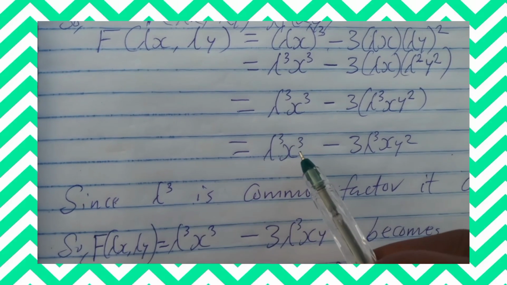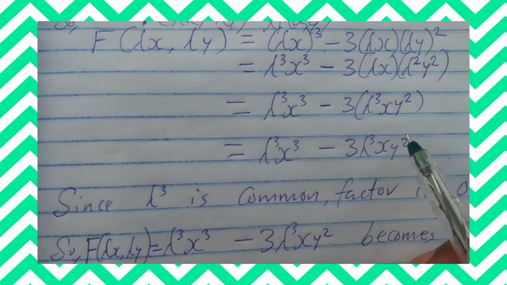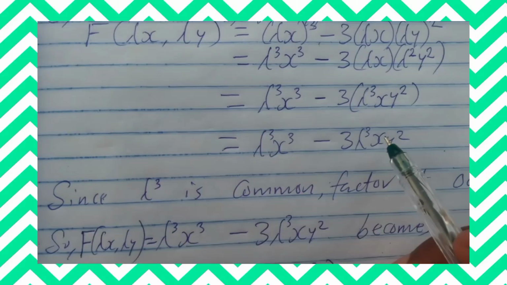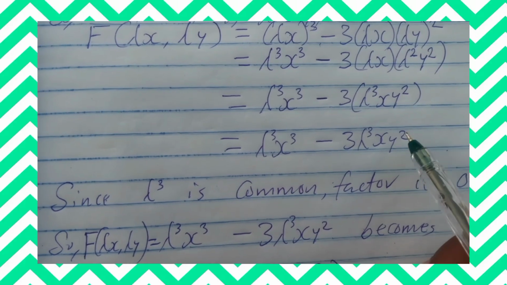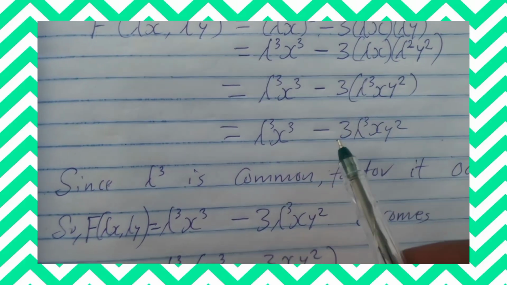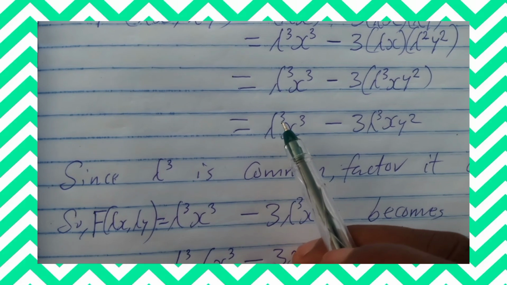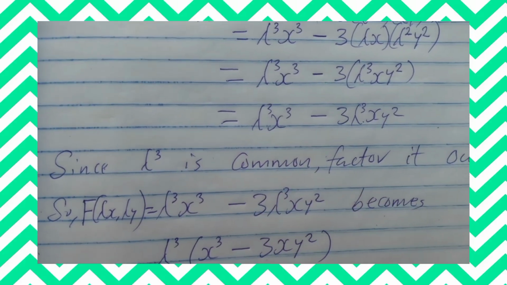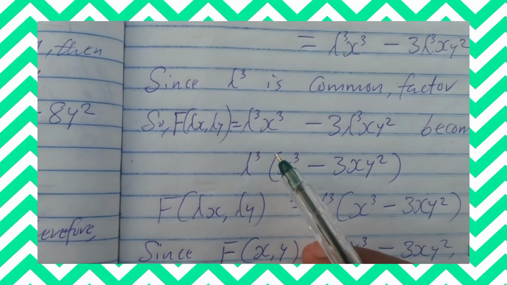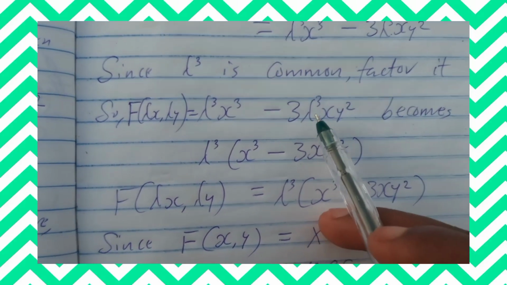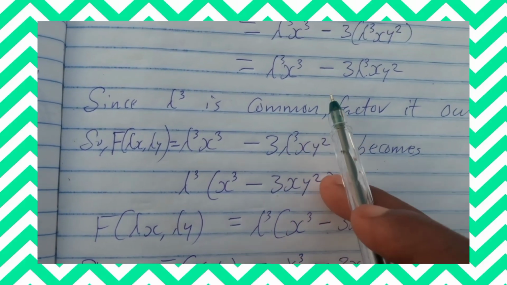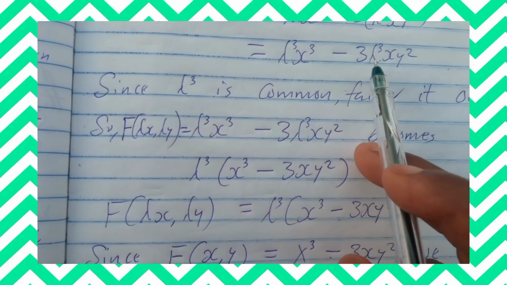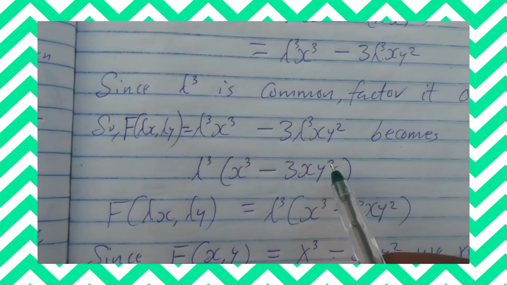So we still have lambda to the power of 3 times x to the power of 3 minus this 3 now times everything in this bracket, which becomes 3 times lambda cubed times x times y squared. And then if we check here, we have something in common, which is lambda to the power of 3. So we factor this lambda to the power of 3 out of this expression. So we are going to have lambda cubed. When you remove lambda from this place, what remains is x cube, minus, when you remove lambda in this place, what remains is 3xy squared.